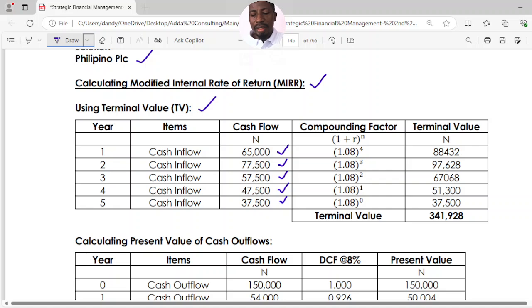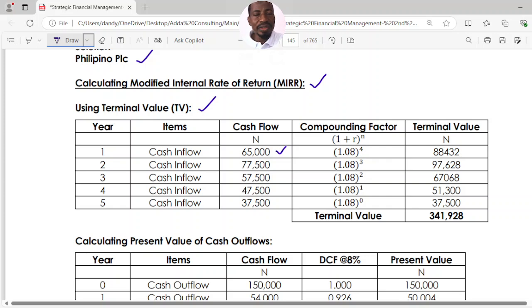Remember, the assumption behind modified internal rate of return is that the cash flow generated by the project can be reinvested at the company cost of capital. So the cost of capital is 8%. Therefore, we want to reinvest the cash flow generated by the project. Therefore, the cash flow of 65,000 naira in year 1, we want to reinvest it. Remember, all these cash flows will occur at the end of each year, that is after 12 months.